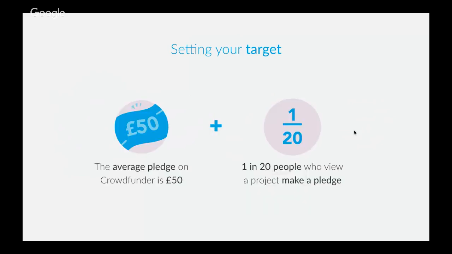So it's sometimes easier to visualize your target in terms of people. So as we said, if you have got a good range of rewards on your project page, and the average pledge is around £50, think about your target, divide that by 50, and that will give you the number of people that you need to make that average pledge. And because 5%, 1 in 20 people who view a project make a pledge, you need to times that figure by 20 to get an idea of your overall audience. So again, refer back to your network map and look at if you've got the audience there to support your project and what you need to do if you need to expand it.